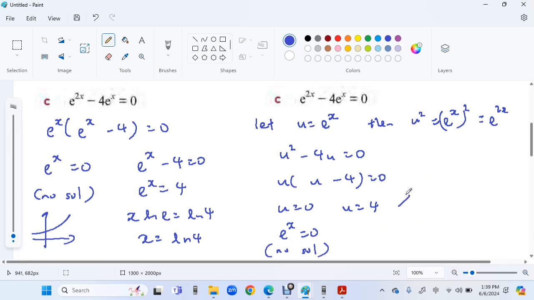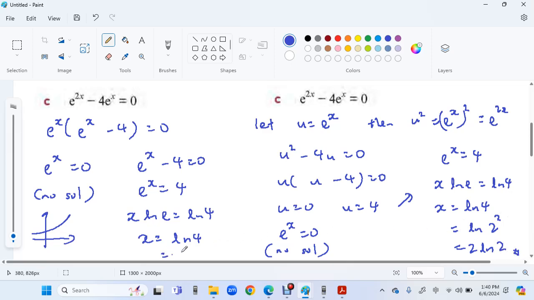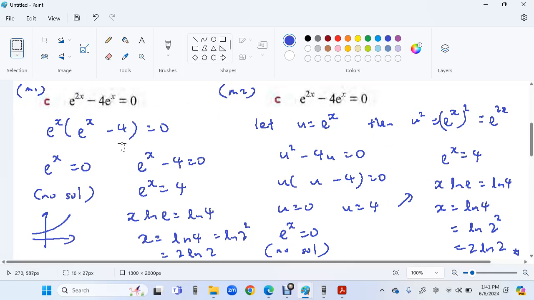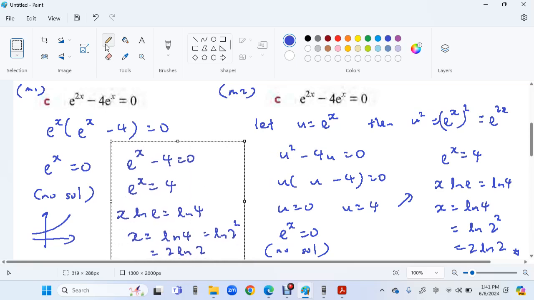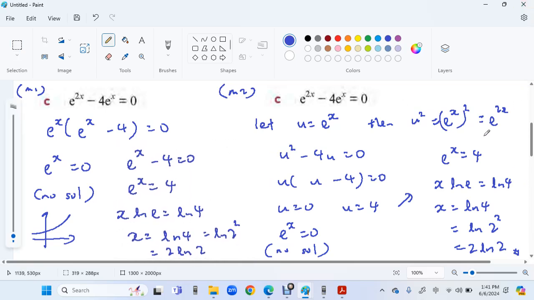And then we will have e power x equal to 4. Then x ln e equal to ln 4. Then x is ln 4. So it also can be written this way, 2 ln 2, because the answer given at the back is 2 ln 2. Okay, ln 2 squared. This is the first method and this is the second method. If you can factorize the e power x, then you do not need to use the second method. But if you cannot, then you have to use the second method, especially when we go to more complicated questions later.